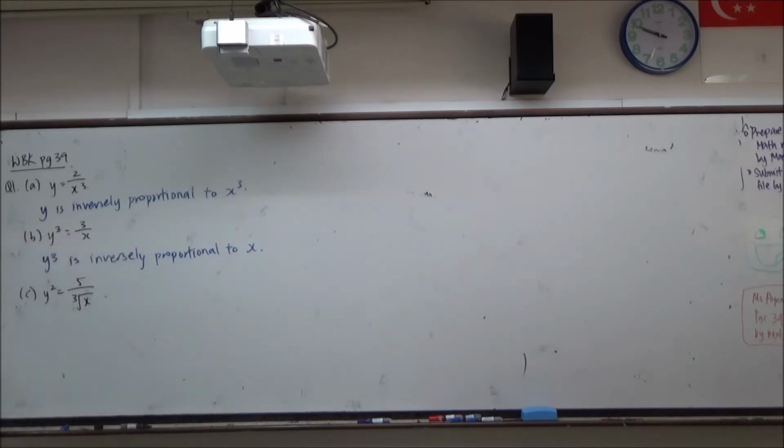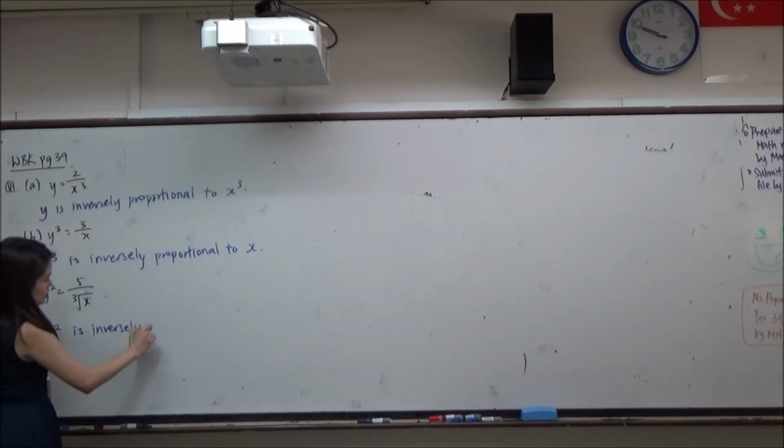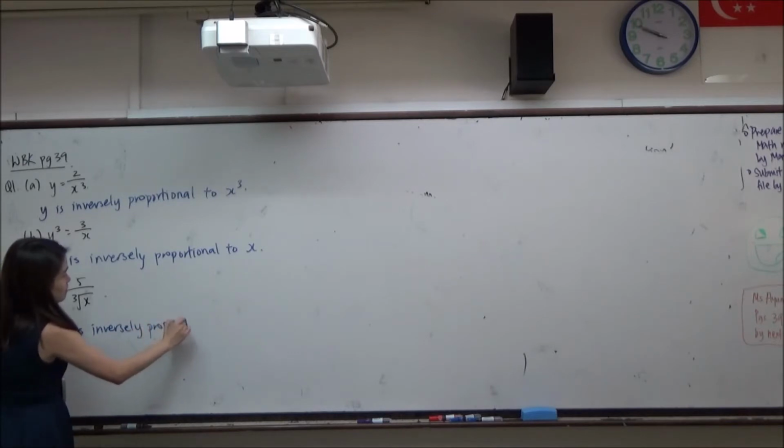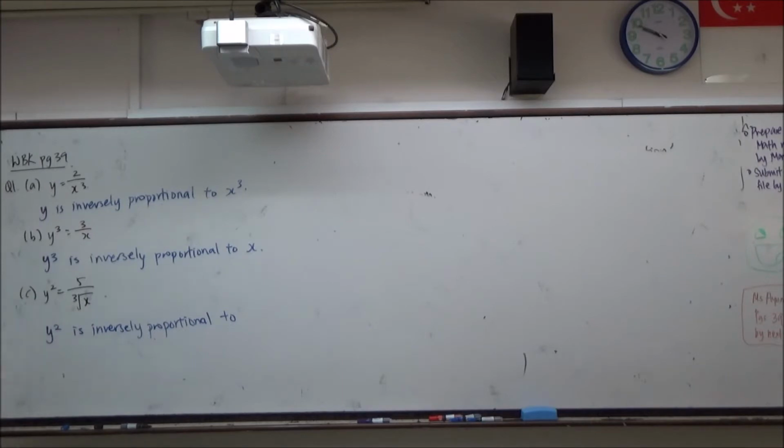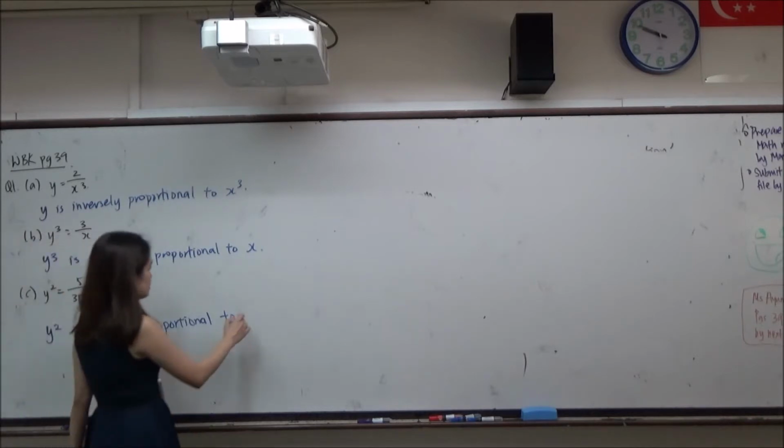Then last one, Geraldine. Part C, what do you think are the two things that are inversely proportional to each other? Y squared is inversely proportional to x. X cubed, is that what you call it? Is this called x cubed? What is this called? Cube root of x.